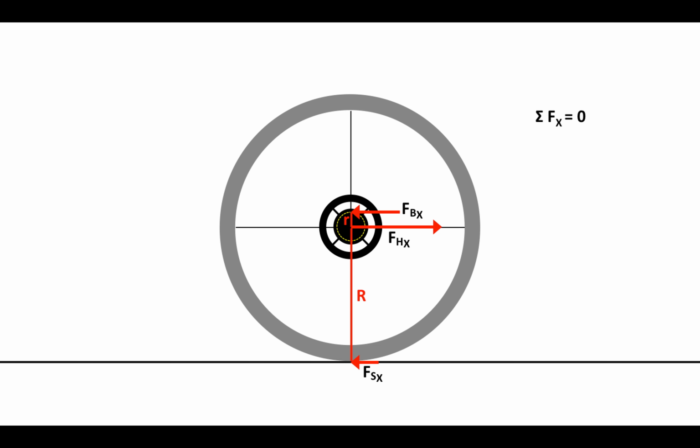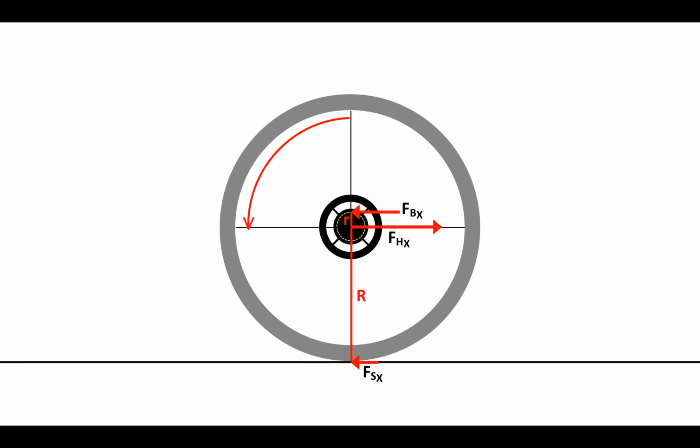The sum of all the forces in the x direction will again be equal to 0, and that means that the force at the hub is equal to the force at the brake and the force at the surface added together. The sum of the turning moments will be 0 again, which means that the force applied by the brake here at radius r is going to be equal to the force applied at the surface times big R, which means that the braking force applied at the hub is equal to the braking force applied at the road times the ratio of big R to small r.